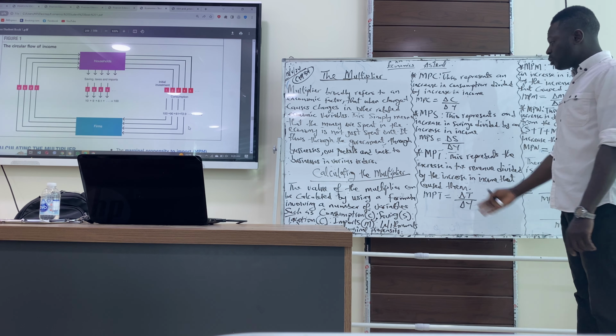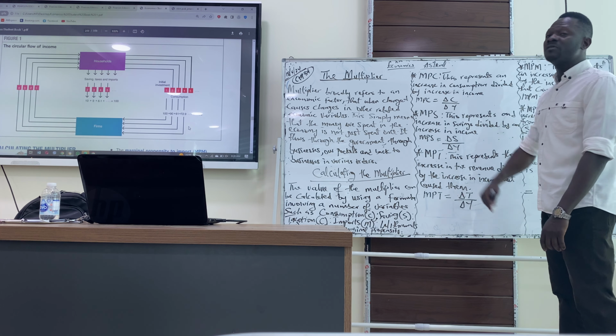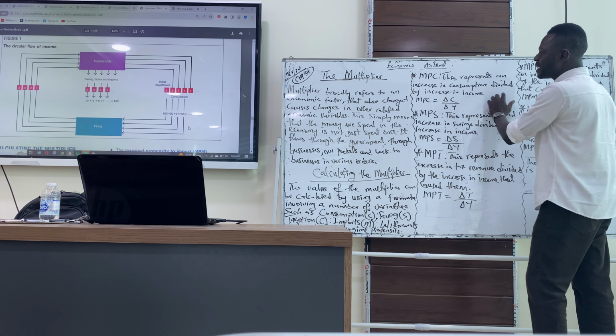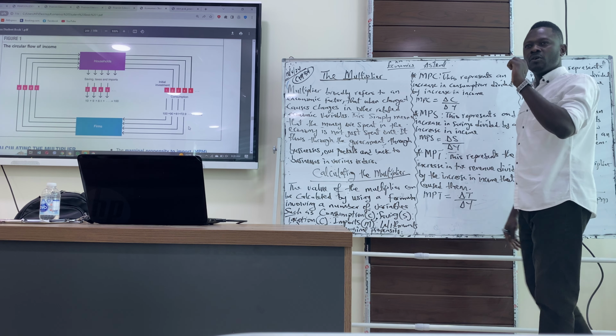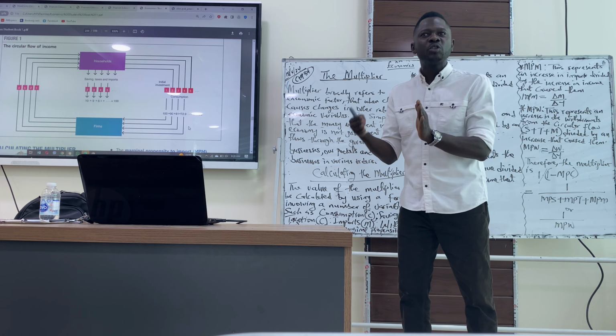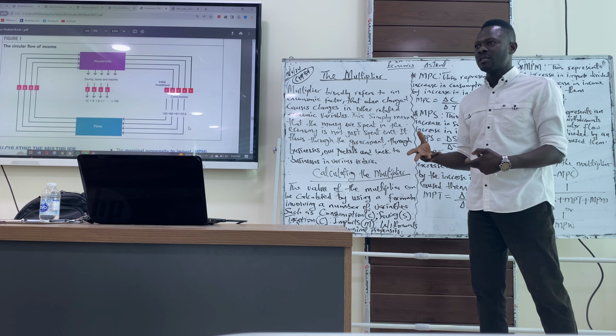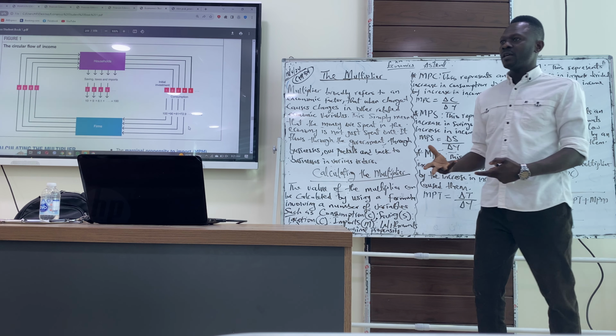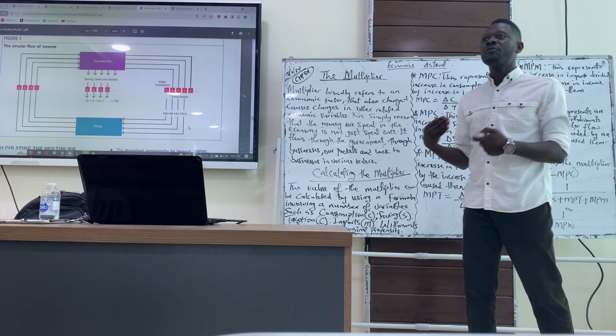Great. So we start with the first one, marginal propensity to consume. What is marginal propensity to consume? This represents an increase in consumption divided by an increase in income. So the extent to which you can spend based on the fact that your income has changed, that is marginal propensity to consume. Propensity means the extent, the ability you have to spend. The more you can spend will be based on how your level of income changes.